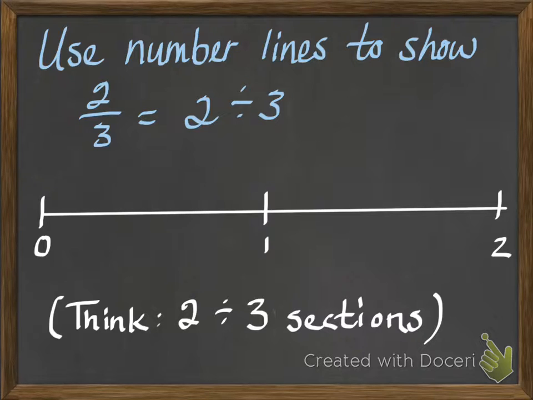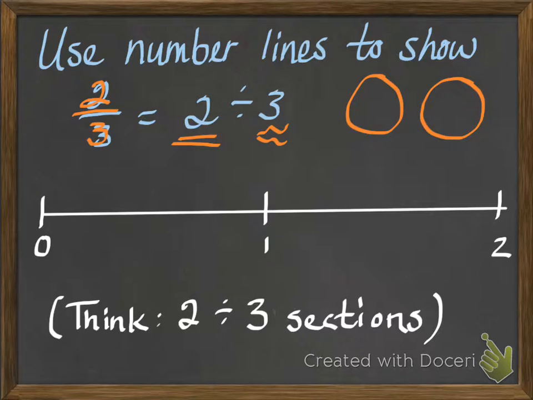Or here's another way to do it. I could think of it as 2 wholes being divided by 3. Okay, so right here I've got 2/3, and that's the same as the whole number 2 being divided into 3 sections. So thinking of my pizzas again that we just had, if I had 2 pizzas and I'm dividing them by 3 people, I could think of it like that.